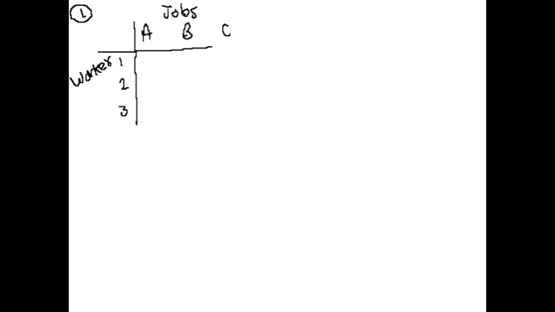So I'm looking at 1, and 3 jobs are given. So jobs are A, B, and C. And there are 3 workers, worker 1, 2, and 3. Now, how these 3 jobs should be assigned to these 3 workers? Suppose the costs are given like this, as given in the problem, depending on the skill level, type of machines, type of job. We start with the step where we do row reduction.